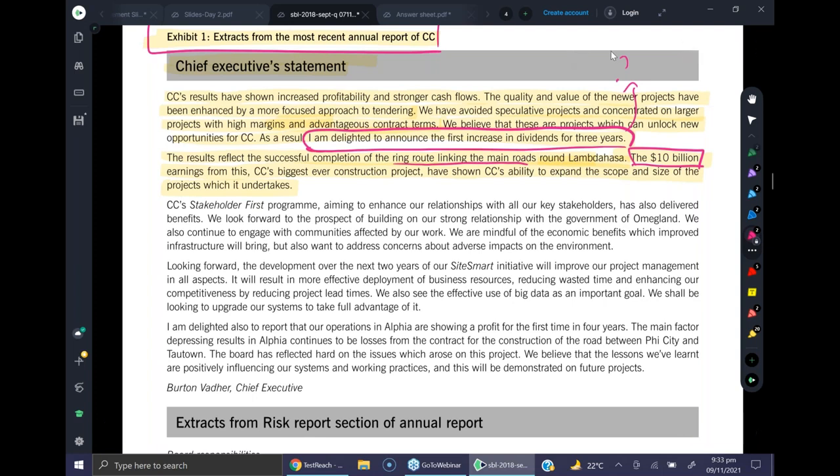Okay, further the chairman says that CC's stakeholder first program aiming to enhance our relationship with all our key stakeholders has also delivered benefits. We look forward to the prospect of building on our strong relationship with Government of Omegland. We also continue to engage with communities affected by our work. We are mindful of economic benefits which improved infrastructure will bring, but also want to address concerns about adverse impact on environment. So there are adverse impacts on environment. So this might be the non-financial factor I would like to discuss later, but that would be more specific to the Beetle project. But I'm just highlighting some good information which might be used in my discussion.